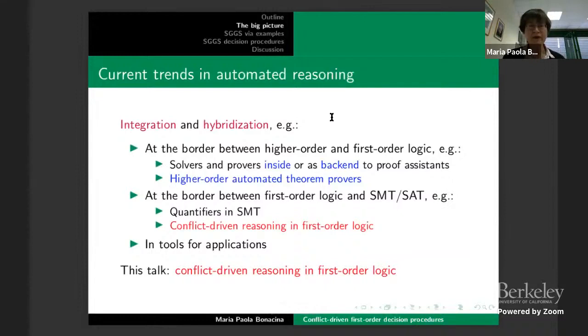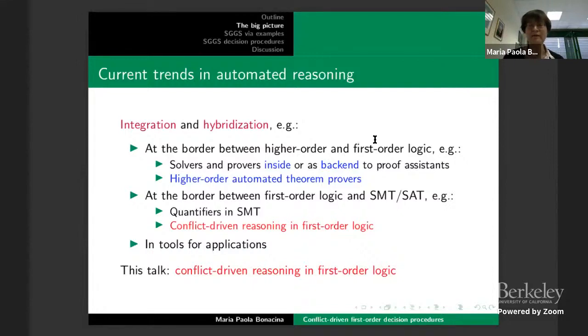Because much of the research in automated reasoning today is about integration and hybridization of techniques, integration of different methods, integration of reasoning methods within application tools, and migration of features that are considered typical of one kind of methods to others. For example, at the border between higher-order and first-order logic, we have solvers and provers embedded inside or invoked as back-ends to proof assistants.